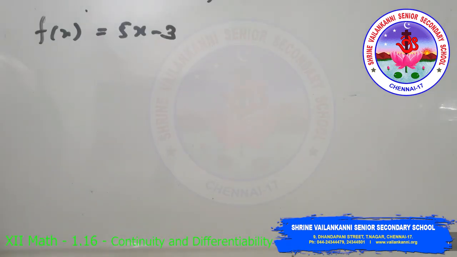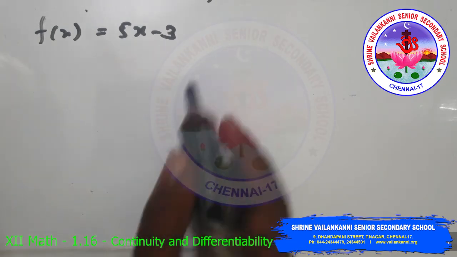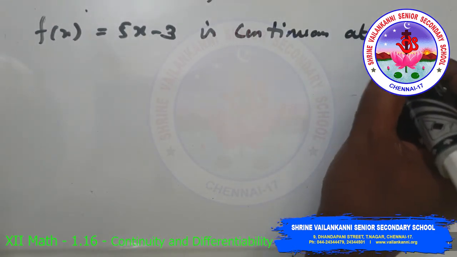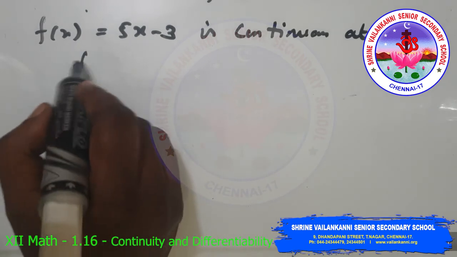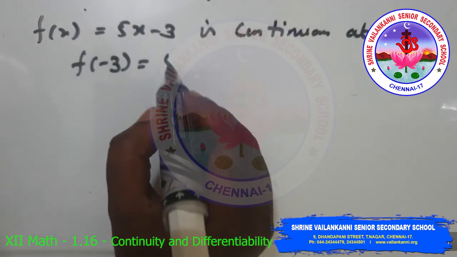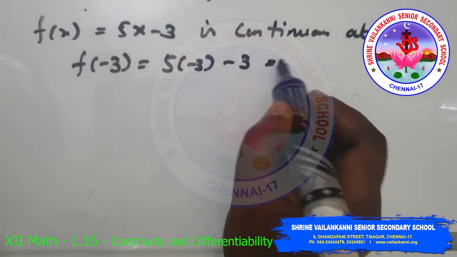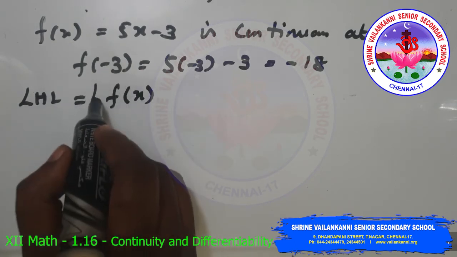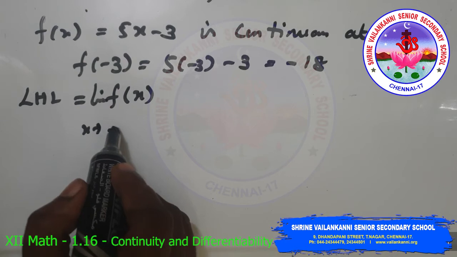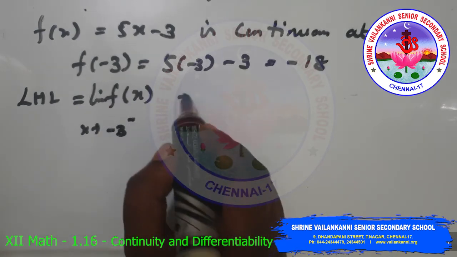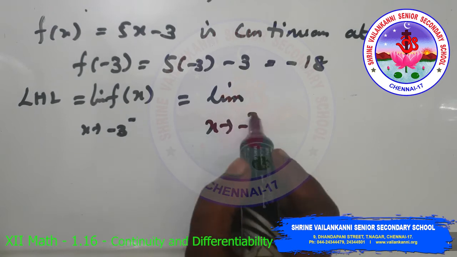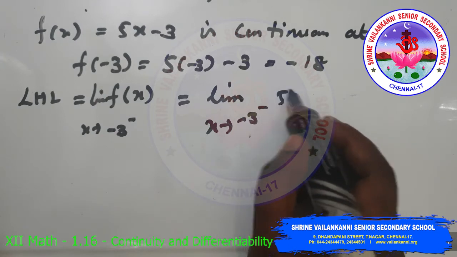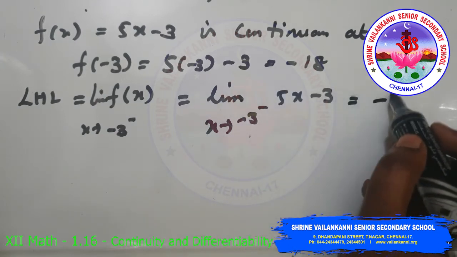Now we have to prove that the function f of x equal to 5x minus 3 is continuous at x equal to minus 3. So first step, f of minus 3: put x equal to minus 3, then 5 into minus 3 minus 3, which is minus 18. Now we have to find the left hand limit, which is limit x tends to minus 3 minus f of x. f of x is 5x minus 3, substituting the value, then we get minus 18.